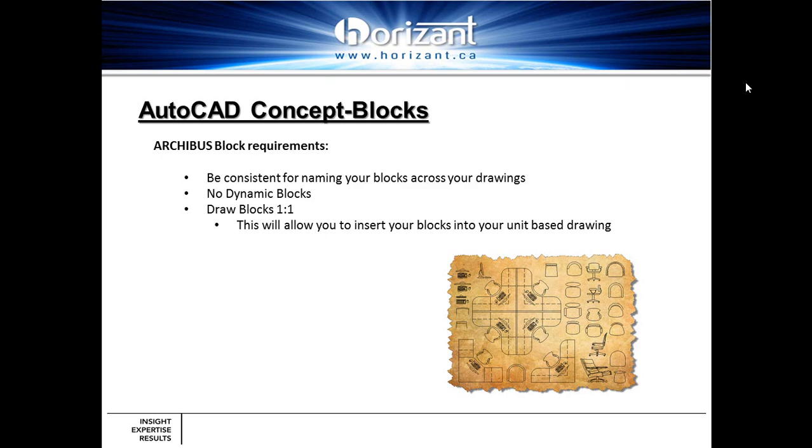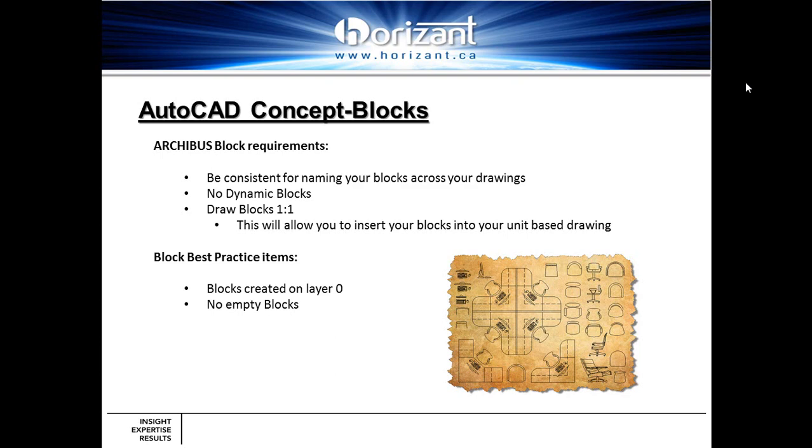Next item is draw blocks on one-to-one. As we draw our blocks in, whether it's in a block library or your blocks on your corresponding drawing, we want to essentially draw them at a one-to-one scale factor. If you use your block library and have all your blocks drawn in this library, ARCHIBUS will take that object from your block library and insert it to your drawing and scale it based on the scaling that is depicted on your units for your individual drawings. So you want to make sure you draw them at one-to-one so they get inserted and scaled properly.